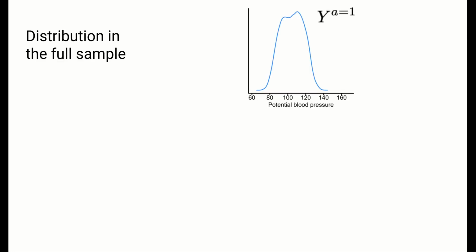We can view the effect of randomized treatment assignment graphically. The figure here shows the hypothetical distribution of potential blood pressures under treatment for all people in the study. Remember that we normally don't get to see this whole distribution. We wouldn't observe the part of the distribution corresponding to the untreated.